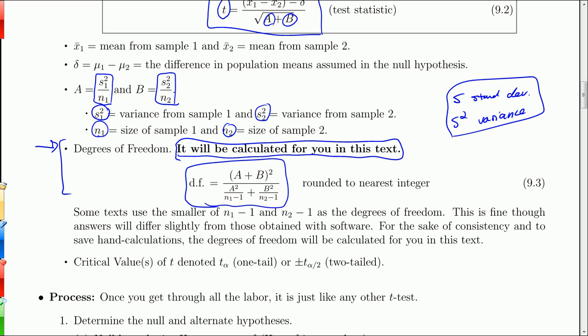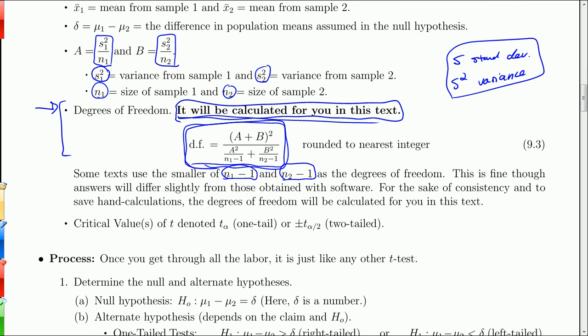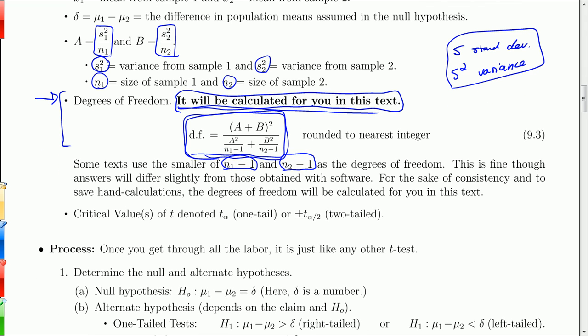And some texts use a degree of freedom system that's much simpler, and basically you just use the smaller of n1 minus 1 or n2 minus 1. Right? And that's fine, but what that does is it will generally bring your degrees of freedom lower than it has to be. So we'll use the more complicated formula, which is a little more accurate, but I will be giving it to you in all of the examples and in the summary worksheet and in the problem set. And that's whether you do it in the book or online. Okay, so the degrees of freedom, very messy, but it will be given to you.